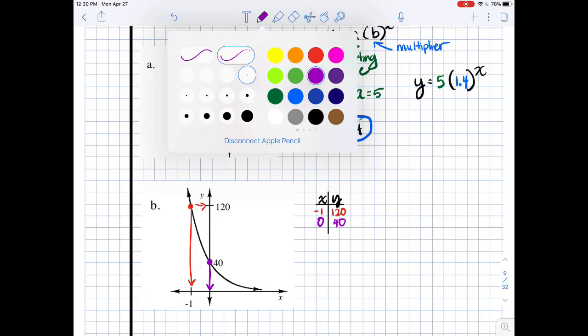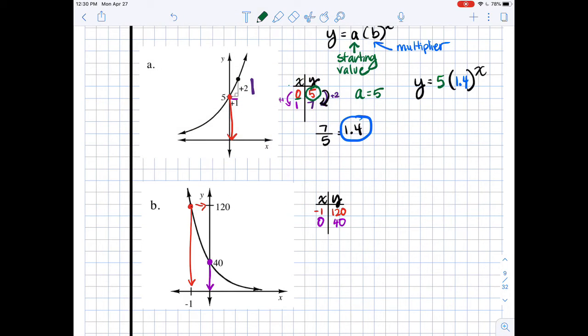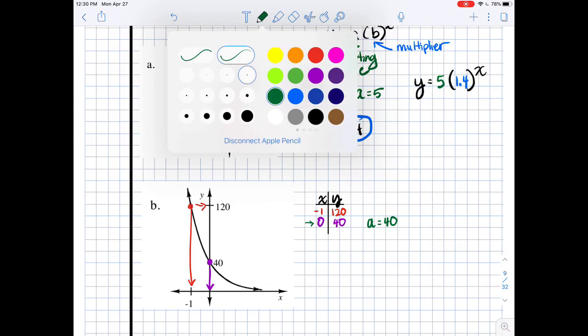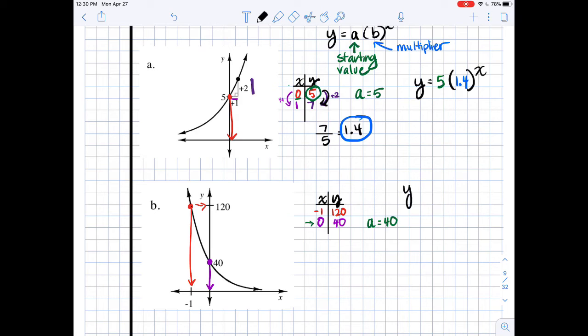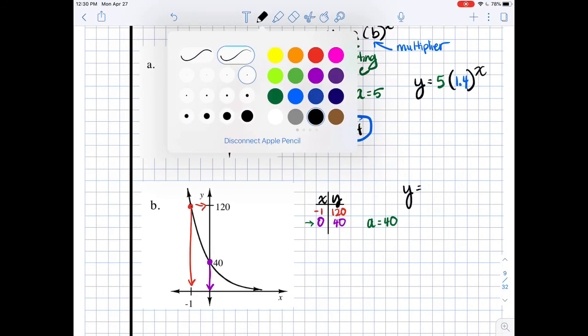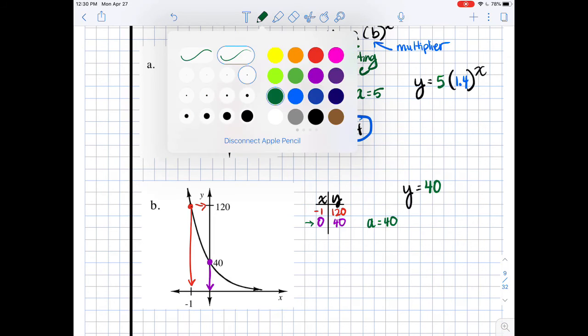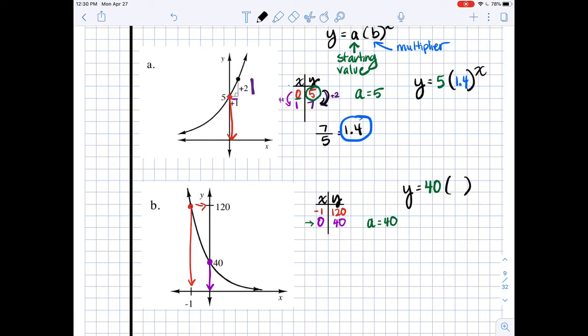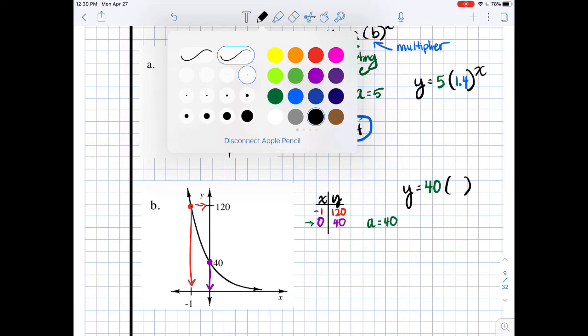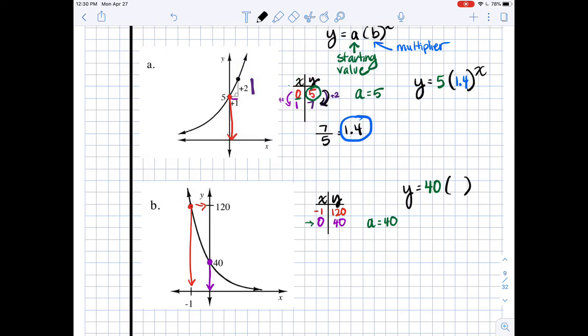So if we look at the previous problem, we know that in order to find a, we need to find x equals 0. And at x equals 0, our y value is going to be 40. So this is going to be your a. So let's plug it in. Now we need to find our multiplier. So we're going to be working on the same thing. So we're going to go backwards, do the inverse.